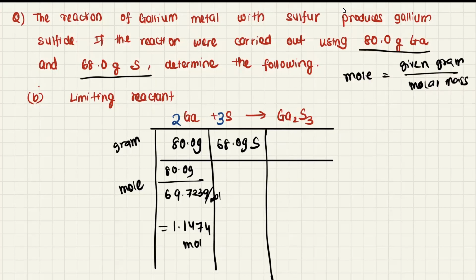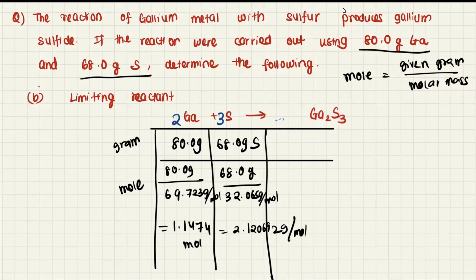Now do the same thing for the sulfur. Take the gram of the sulfur, which happens to be 68.0 gram, divided by the molar mass of the sulfur. If we check, the molar mass of sulfur is 32.065 gram per mole. So let's put this on the calculator. 68 divided by 32.065, we have 2.12092 mole.